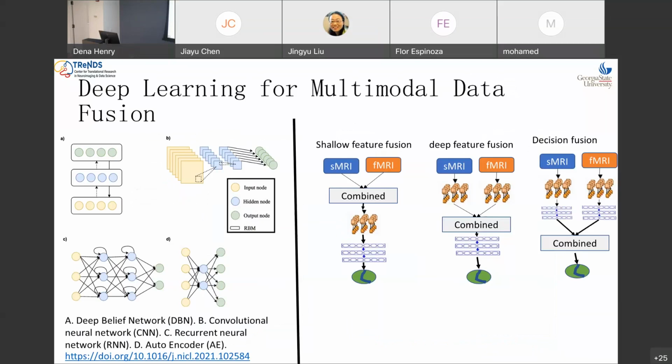Okay, so I'll stop here, and next Jean will continue discussing some deep learning approaches for multimodal data fusion. Okay, Jean. Okay, I can just use your slides. That's fine. Okay. Yeah.